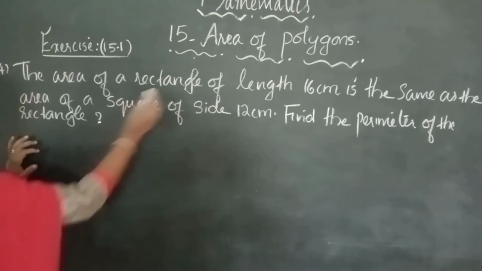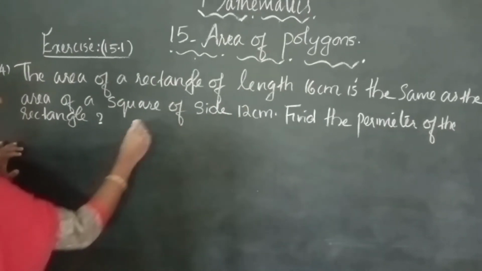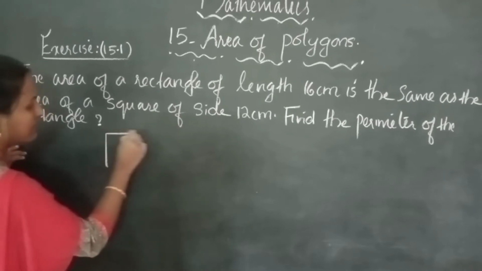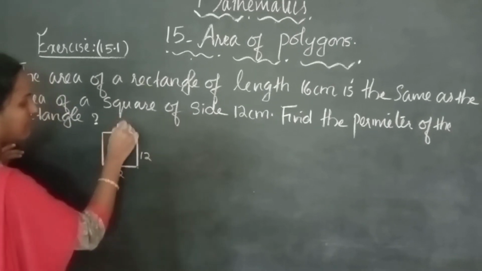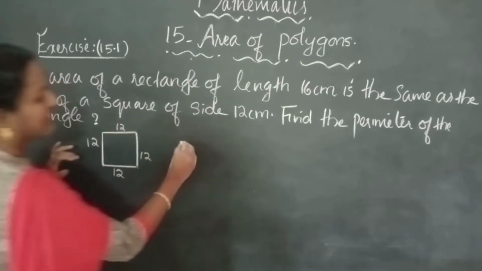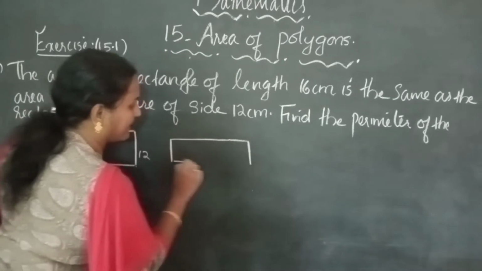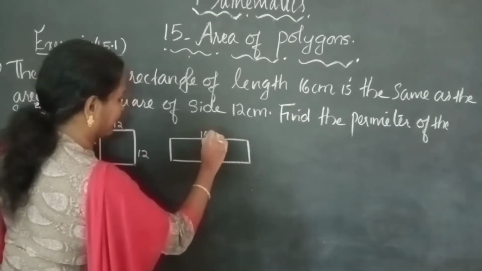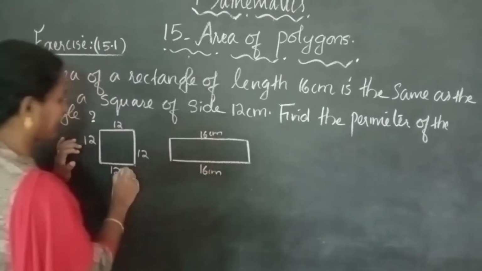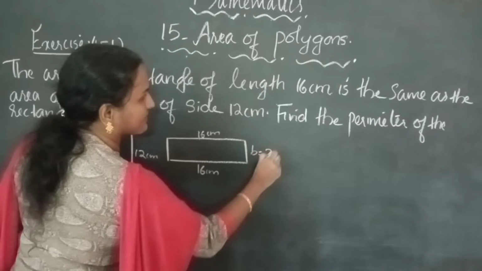Okay. The area of a rectangle of length 16 is the same as the area of a square of side 12. So it is a square whose side is 12. It is the same as the area of a rectangle whose length is 16 centimeter. Here 12 centimeter. So we have to find the breadth.